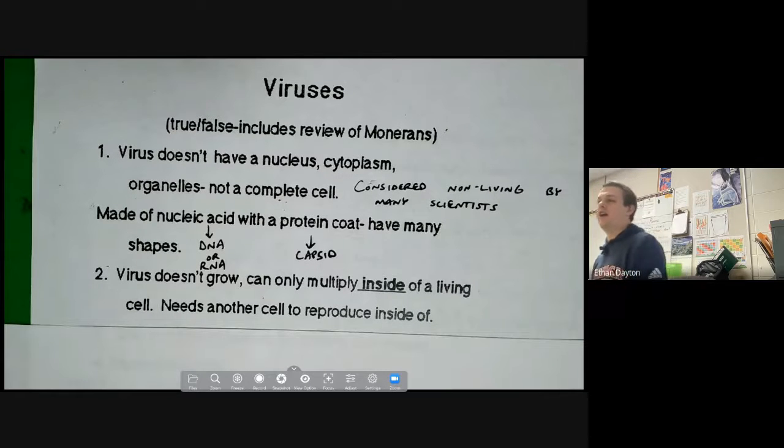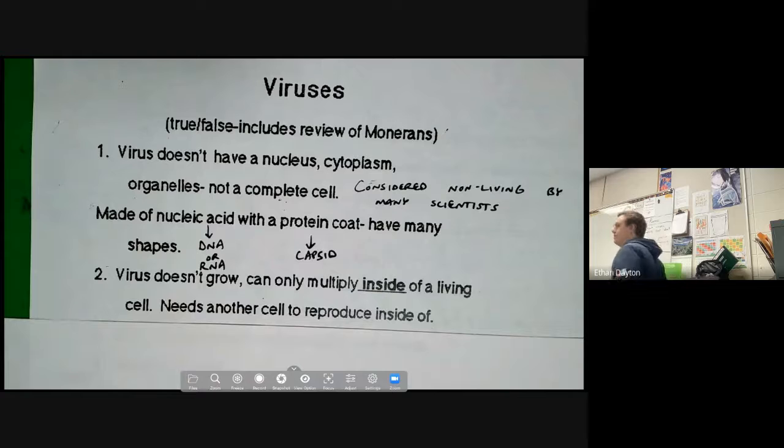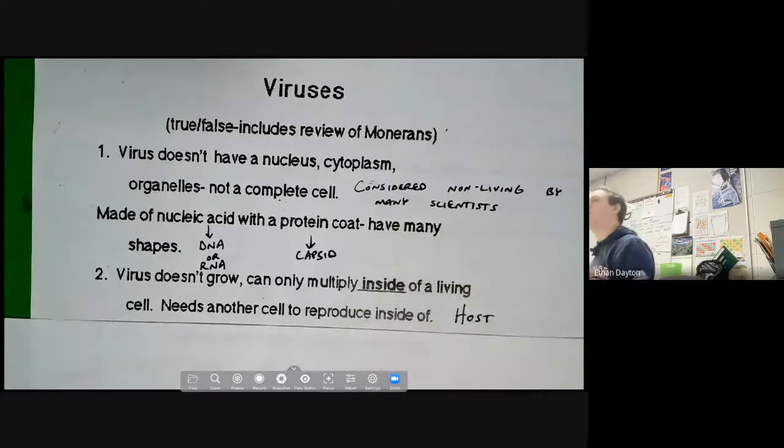Next. A virus doesn't grow. Another example of why some people don't consider them living. It does not grow. It can only multiply inside a living cell. It needs another cell to reproduce inside of. We would call that a host cell.